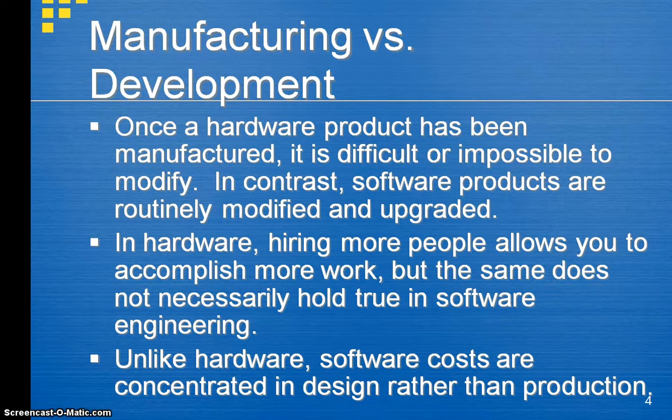Once a hardware product has been manufactured, it is difficult or impossible to modify. In contrast, software products are routinely modified and upgraded because that is the nature of software always. In hardware, hiring more people allows you to accomplish more work, but the same does not necessarily hold true in software engineering. Unlike hardware, software costs are concentrated in design rather than production, whereas hardware will mainly concentrate on production.